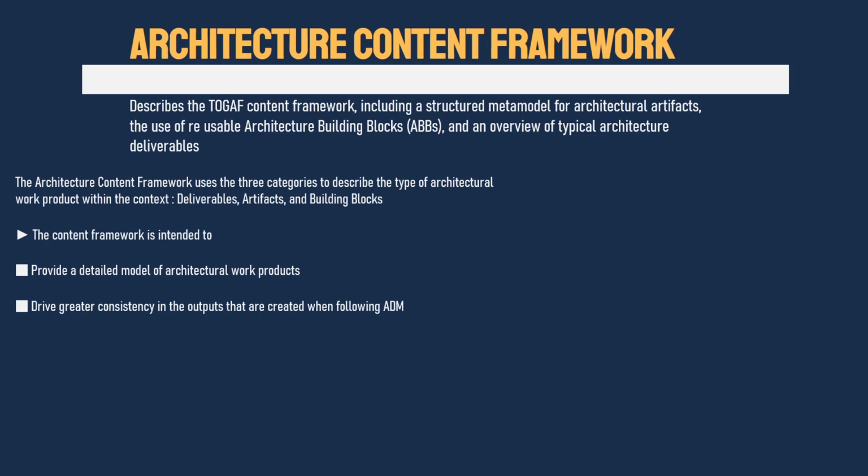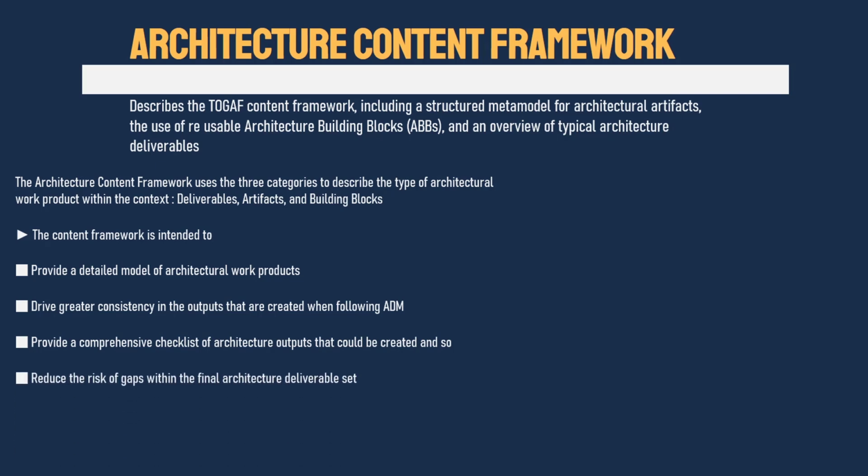The content framework is intended to provide a detailed model of architecture work products, drive greater consistency in the outputs that are created when following the ADM, provide a comprehensive checklist of architecture outputs that could be created and so reduce the risk of gaps within the final architecture deliverable set, and help an enterprise mandate undertaking architecture concepts, terms, and deliverables. Let's explain it once again in a fresh manner.